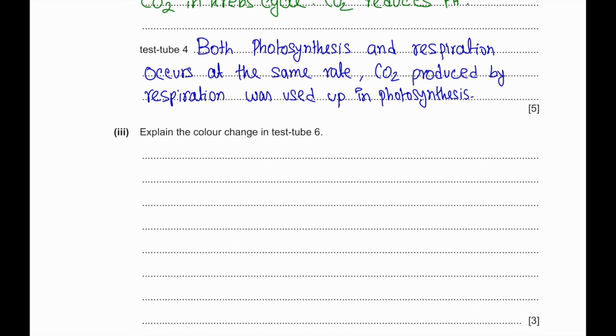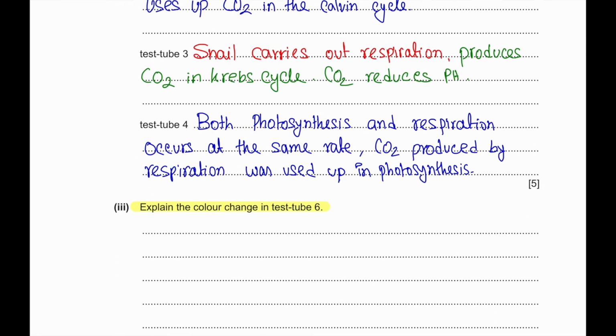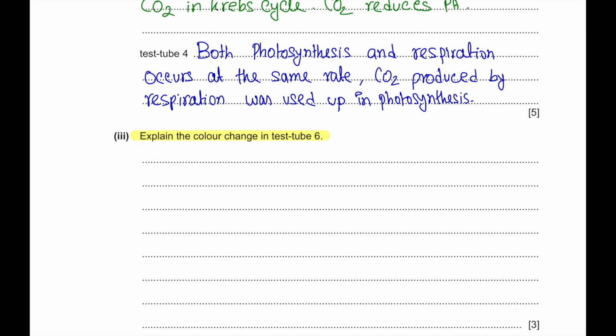Part 3. Explain the color change in test tube 6. So basically test tube 6 is yellow green. So less photosynthesis, so less carbon dioxide is used. In dark, no light-dependent stage can occur, so no Calvin cycle to fix CO2. Respiration does occur, producing CO2.